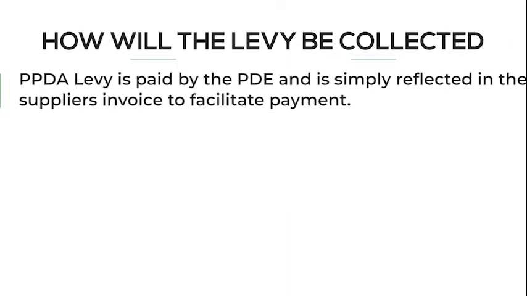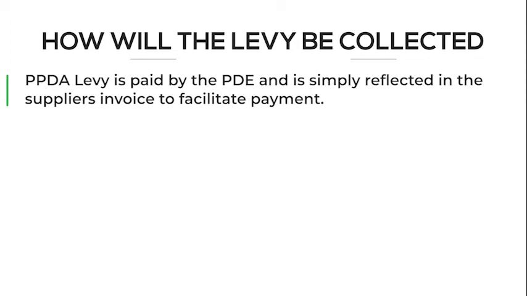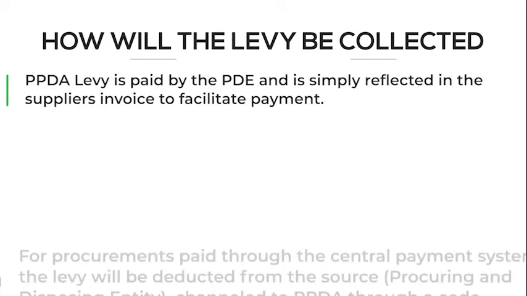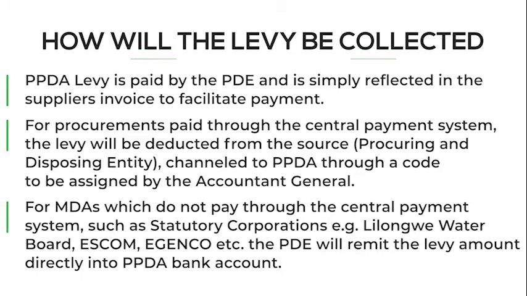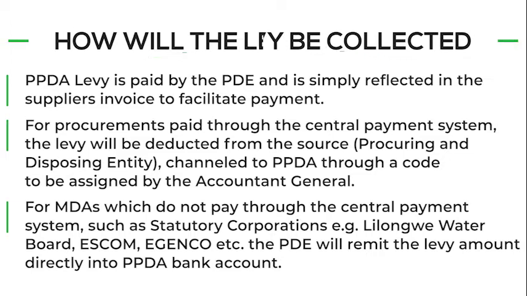This is how the levy will be collected. PPDA levy is paid by the PDE and is simply reflected in the supplier's invoice to facilitate payment. For procurements paid through the central payment system, the levy will be deducted from the source, which is the procuring and disposing entity, channeled to the PPDA through a code to be assigned by the Accountant General. For MDAs which do not pay through the central payment system, such as statutory corporations like Lilongwe Water Board, ESCOM, Egenco, the PDE will remit the levy amount directly into the PPDA bank account.